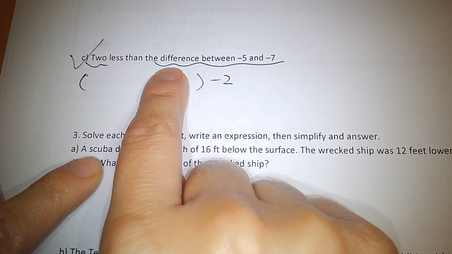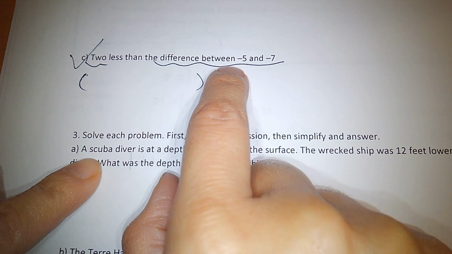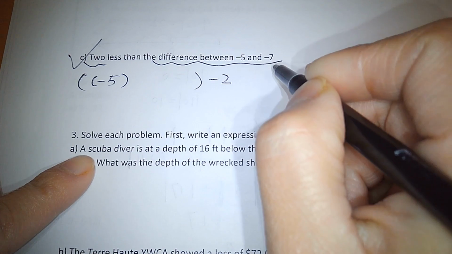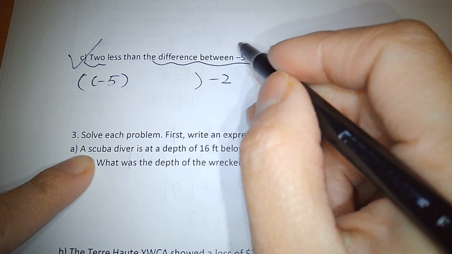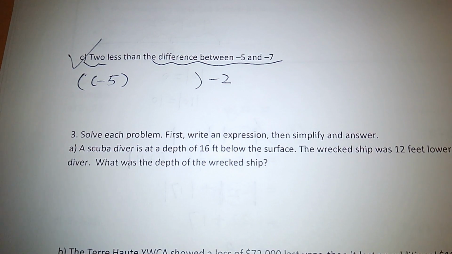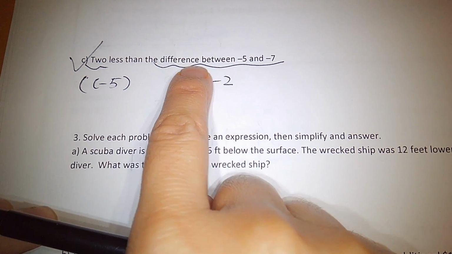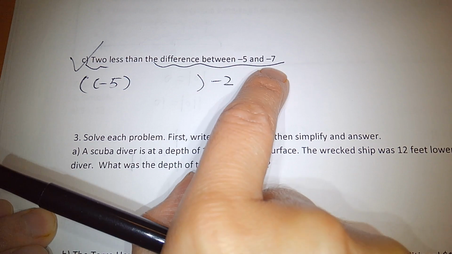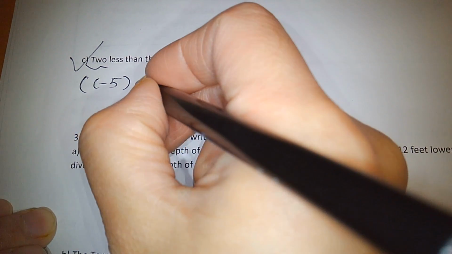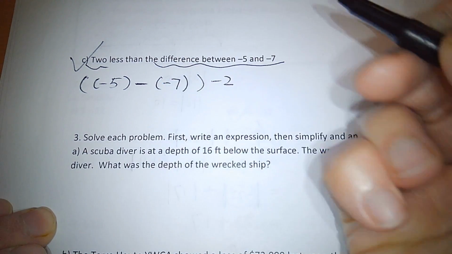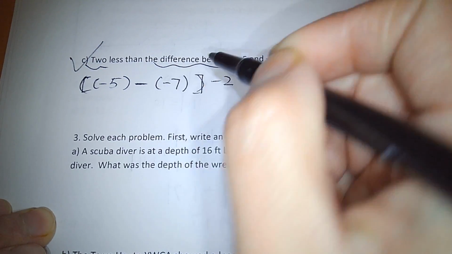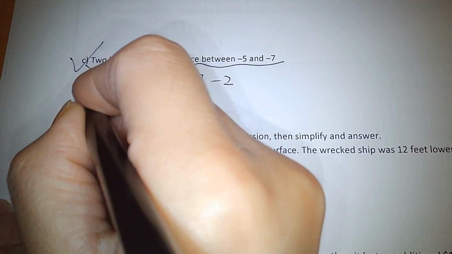Now what difference? It says the difference between negative 5 and negative 7. So do we use negative 5 minus negative 7, or negative 7 minus negative 5? The difference between them, we keep the order, okay? Negative 5 minus what? Negative 7. You can use brackets if you want to, or you can still keep the parentheses, doesn't matter, okay?